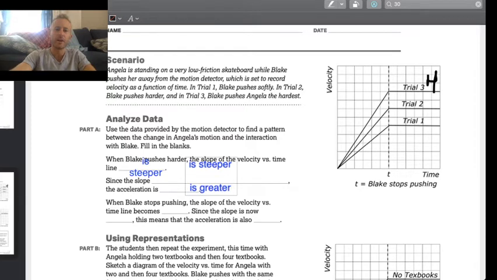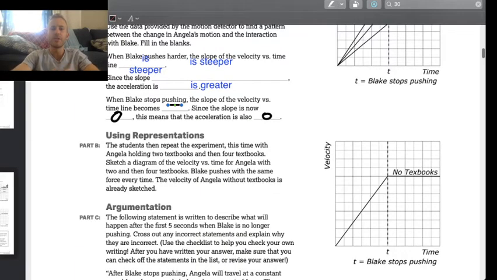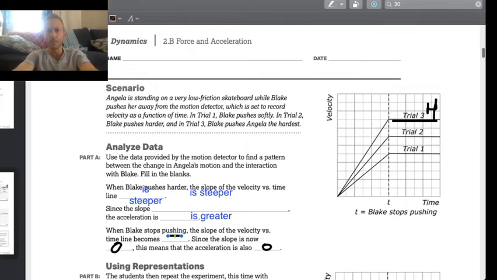All right. When Blake stops pushing, the slope of the velocity versus time line becomes flat. See how this is flat. Since the slope is now 0, this means the acceleration is now 0. Now, by the way, what would be the slope of this line? Well, the slope is equal to acceleration, which is equal to F net over m. So we can see that the bigger the slope is, the bigger the acceleration.